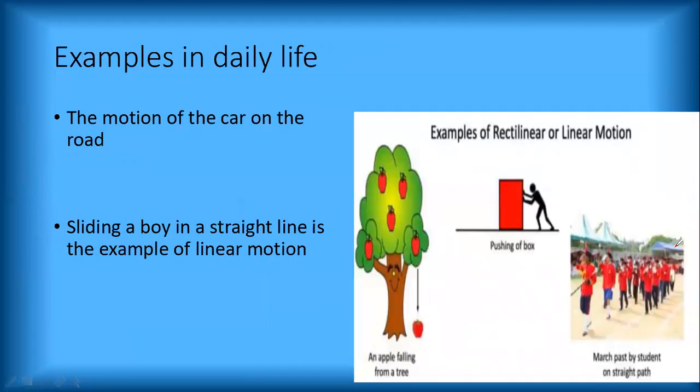Next example in daily life of linear motion: the motion of the car on the road, sliding a boy in a straight line is an example of linear motion. For example, an apple falling from a tree is an example of linear motion, because it is straight line motion; the object motion and the particle motion are exactly the same. This is also linear motion.